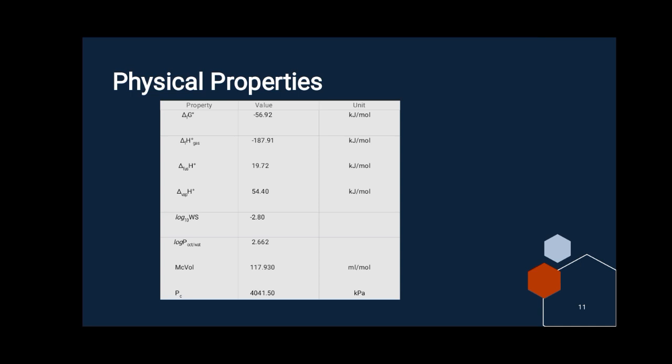Next, physical properties. Delta G value minus 56.92 kilojoules per mole. Next, delta H in the form of gas minus 187.91 kilojoules per mole. Delta H of fusion 19.72 kilojoules per mole. Delta H of evaporation 54.40 kilojoules per mole. McVol volume 117.930 milliliters per mole. Pc 4041.50 kilopascals.